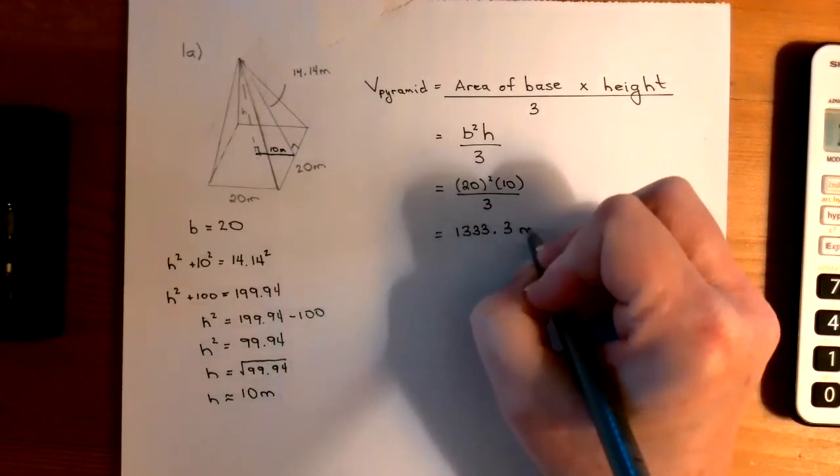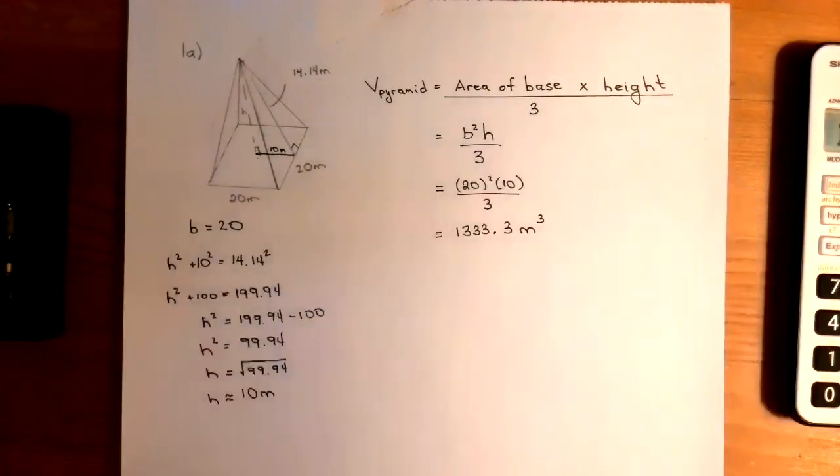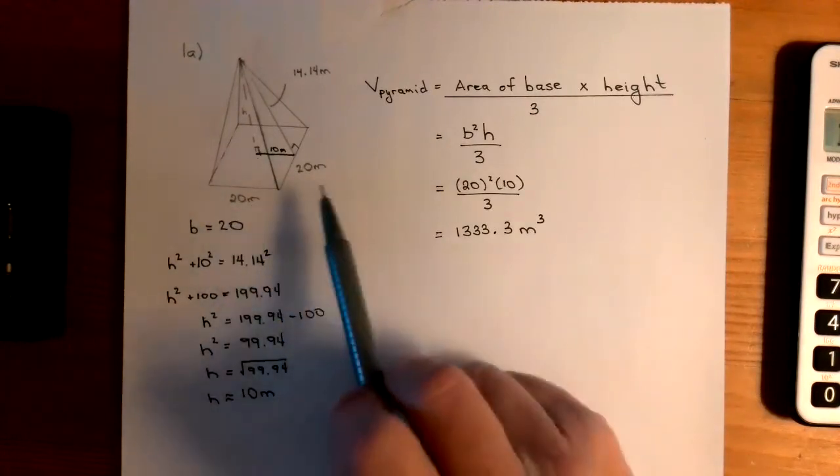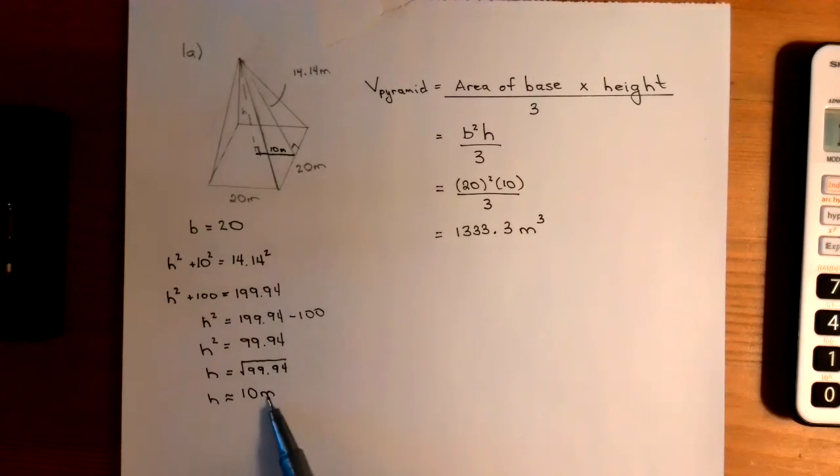So it's going to be 1333.3 meters cubed. Now, the reason it's meters cubed is because we have meters times meters times meters. So that is meters cubed.